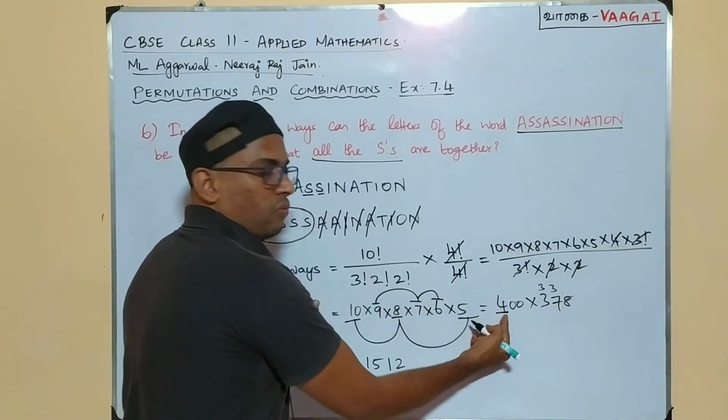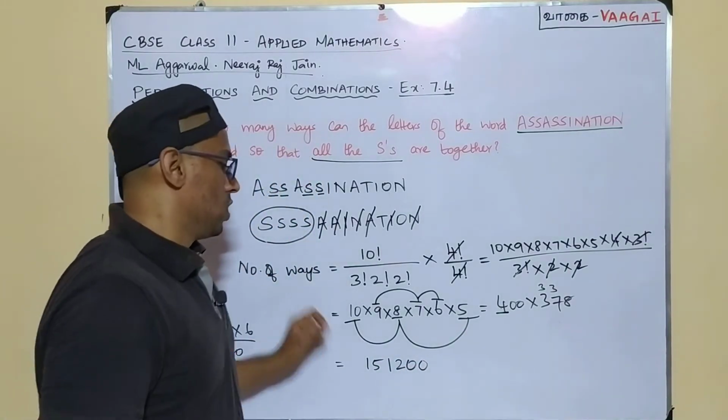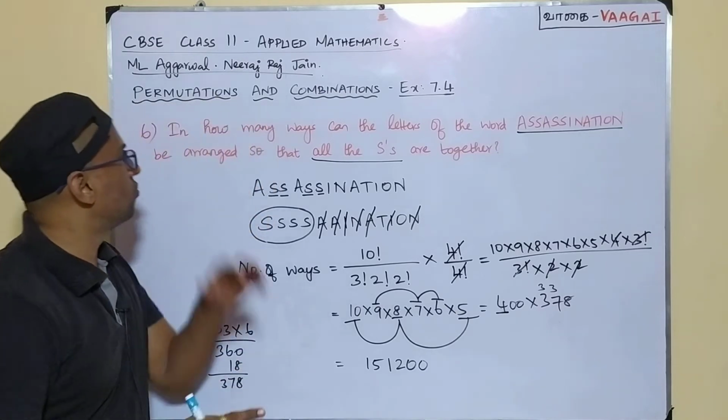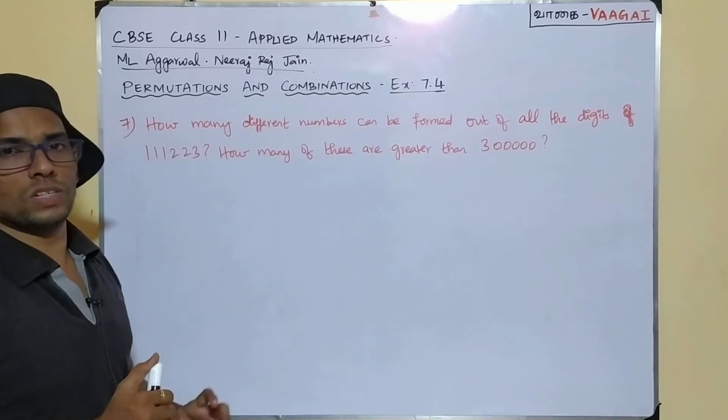But this is not simply 4. This is going to be 400. So that means put 2 zeros next to that. So 151200. This is going to be the final answer for your question number 6. Next is question number 7. Another interesting question with us.